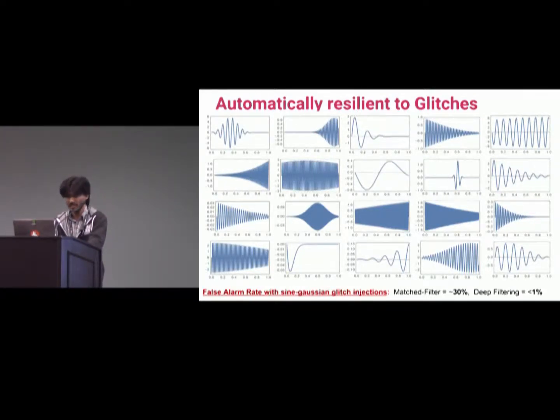Whereas if you do naive match filtering, then when the glitches have the same frequency as a template in your template bank, there's a high match filter output. So it thinks that it's a signal, whereas with the neural network, you can train it to distinguish things which are not signals. So this is an advantage of applying deep learning here.